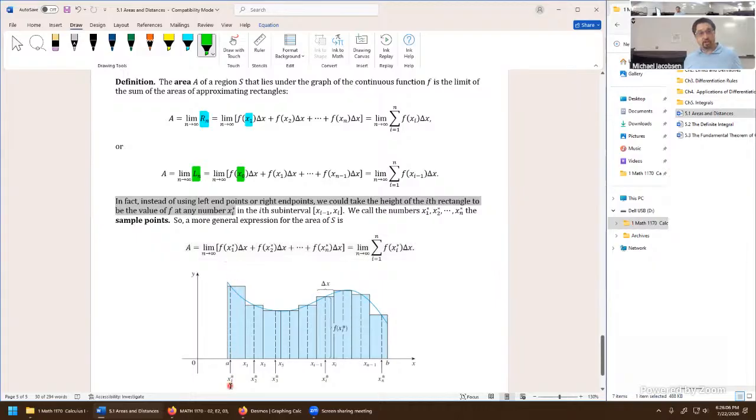A random sample point right here, determine the height of this rectangle, times delta x, that's the width. Repeat at f at x2 star, a different sample point. That one looks like a midpoint. Determines the height, multiply by the width. If you keep on doing that, you end at a finite term. That's not the area, that's the approximation.